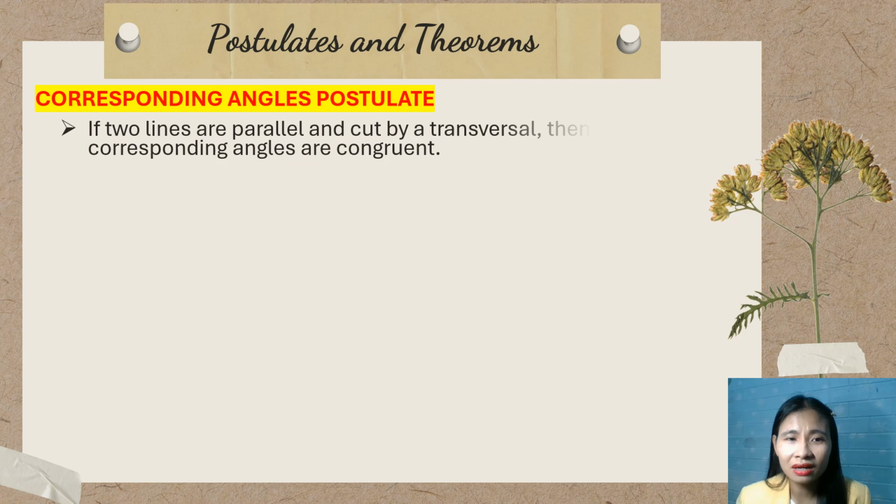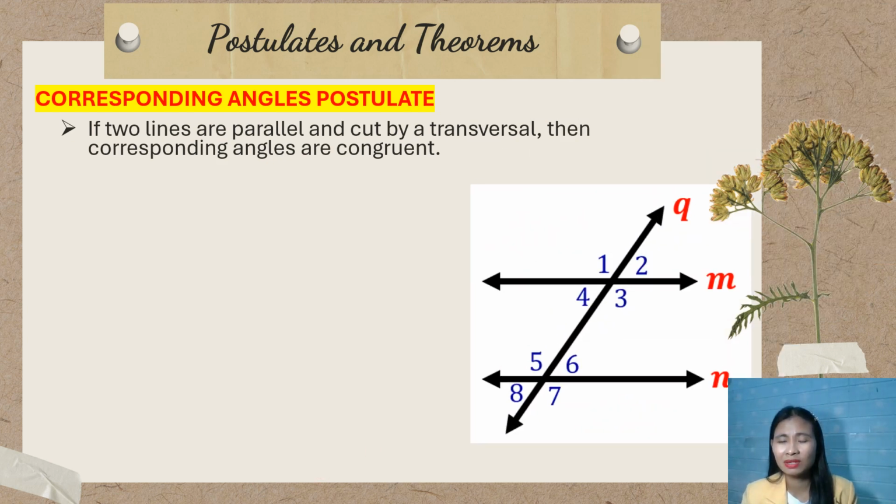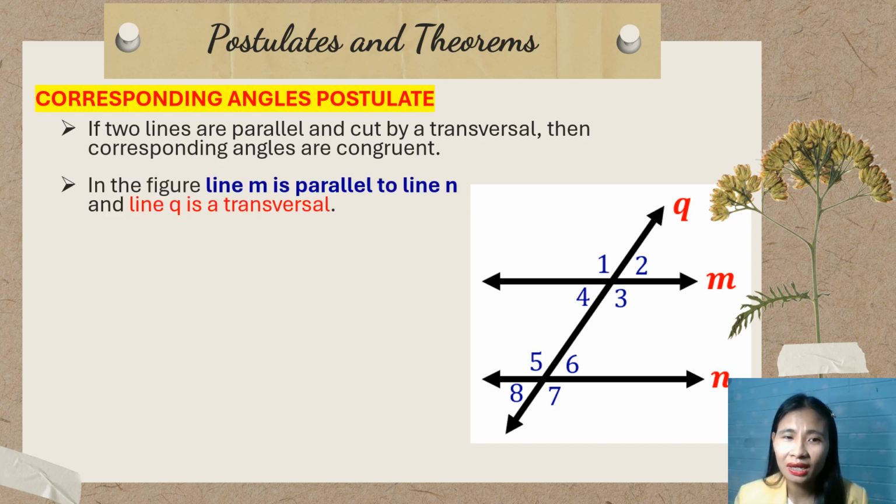The corresponding angles postulate states that if two lines are parallel and cut by a transversal, then the corresponding angles are congruent. So let's have the illustration. Line M is parallel to line N and line Q is a transversal. By the way, even if it is seen in the illustration, it is a parallel line without the statement, okay? So take note of this one.